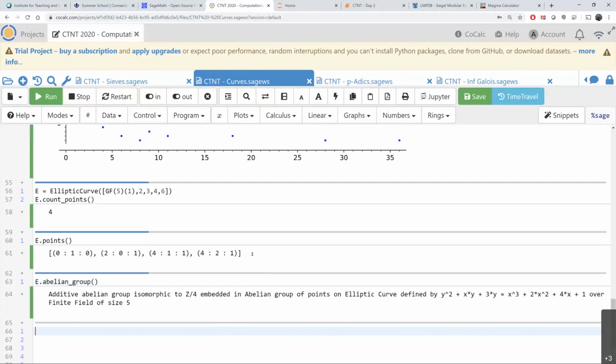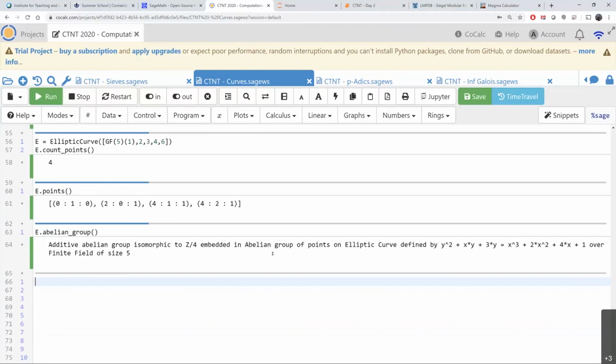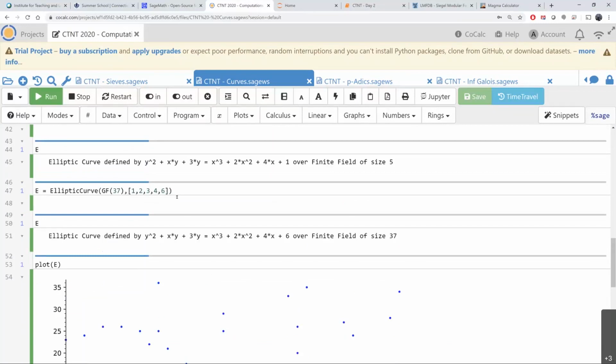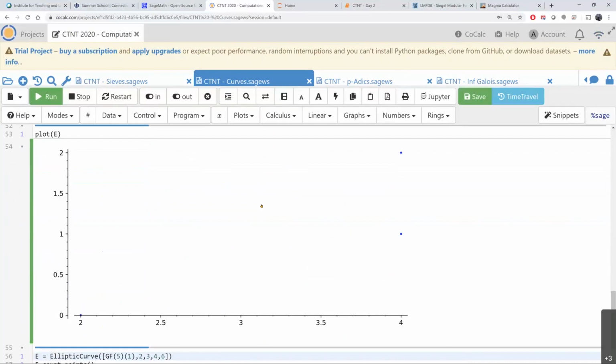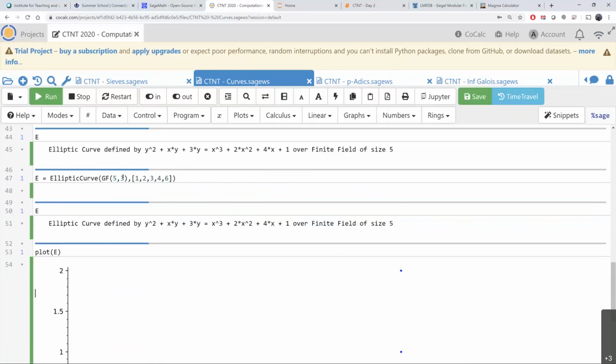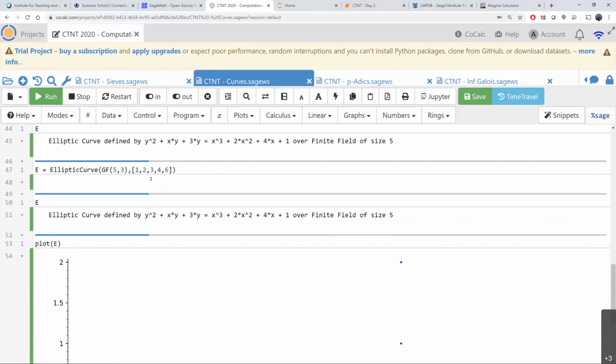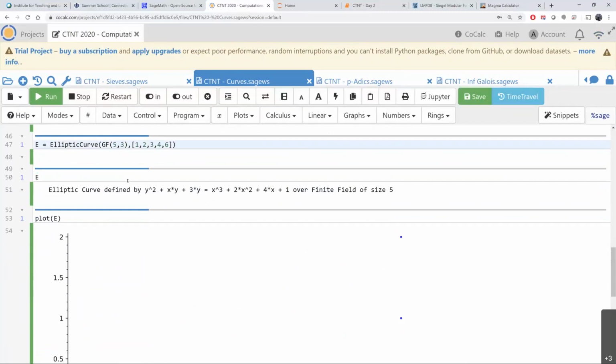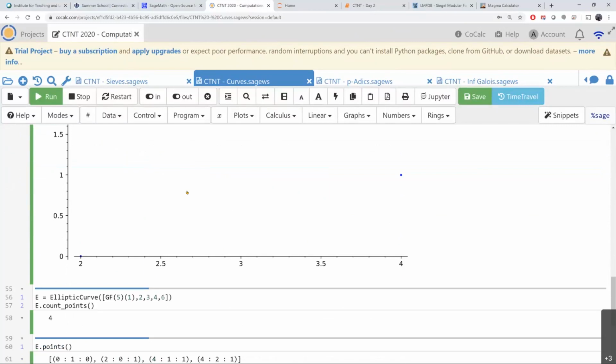Hey, Alvaro, there's a question. Yep. Steve was asking if GF(5,3) would work instead of GF(125). GF of 5, 3, let's try it for the plotting. I think so. I'm not sure what GF of 5, 3 does though. It still defines it as a finite field of size 5, so I'm not sure what the 3 adds to the command. It's still thinking that it's an elliptic curve over F5. So I'm not sure.